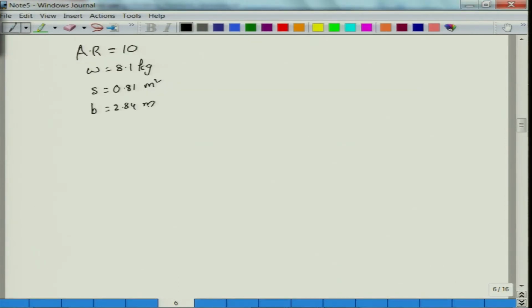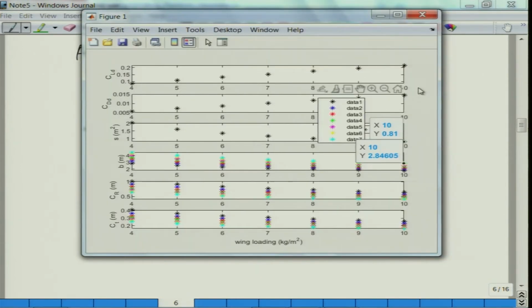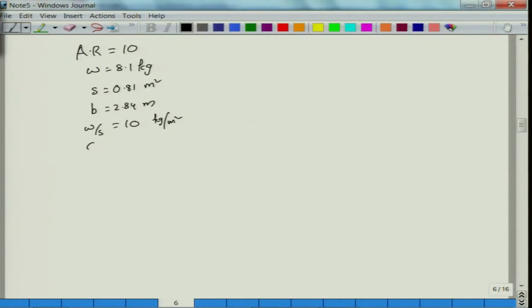2.84 meters, and the aspect ratio that we have considered here is 10, right, and the wing loading is also 10 from the data, 10 kg per meter square or 100 Newton per meter square approximately. So, what I require essentially is this particular parameter CL design, right. So, CL design here is approximately 2.2. Okay.